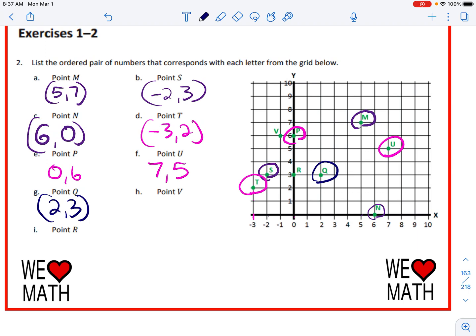Point V is right there. We're going to go over to -1 and then up 6 to V. So it's -1 and 6. And then point R is the last one, and we see it right here. We're still at 0 and then up to 3.